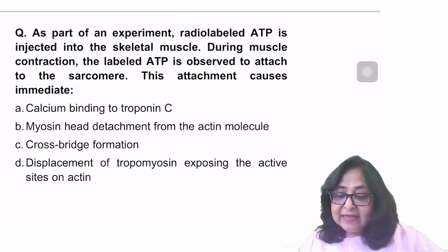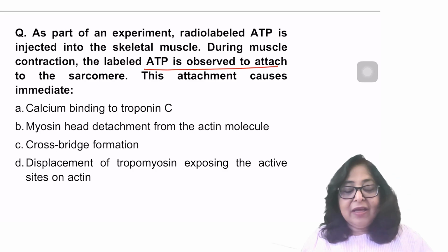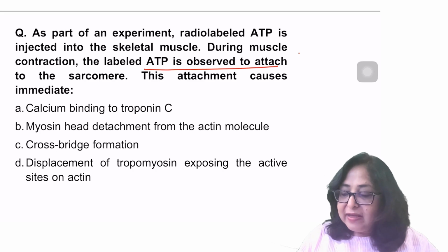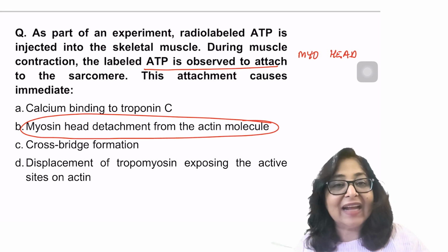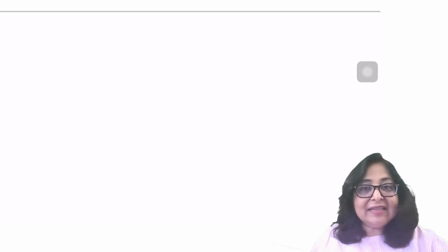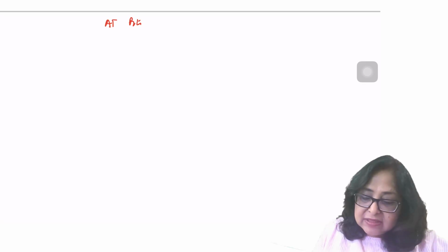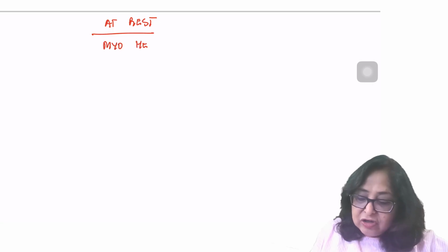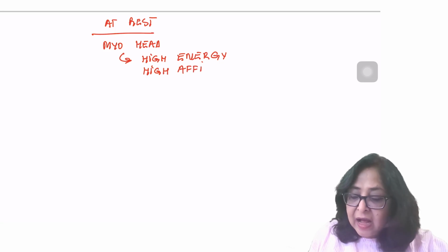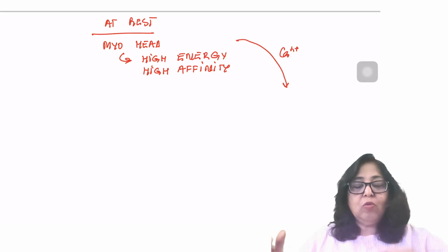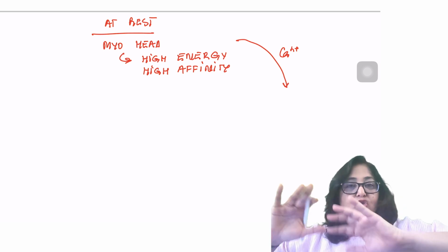As part of an experiment, radio-labeled ATP is injected into the skeletal muscle. During muscle contraction, the labeled ATP is observed to attach. So when the ATP attaches to the myosin head, this causes a detachment of the myosin head from the actin molecule. If you look at the actin-myosin crossbridge cycling, at rest, the myosin head is in a high energy, high affinity state, ready to bind with actin, but cannot do so because the active sites on actin are covered by tropomyosin. So as soon as calcium becomes available, it combines with troponin C, which causes tropomyosin to slide.